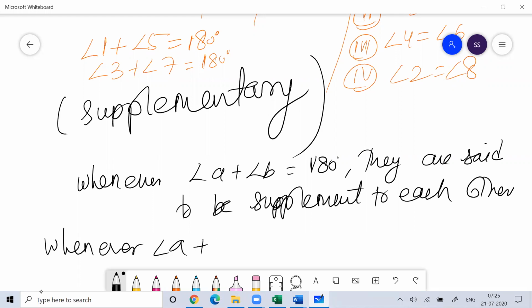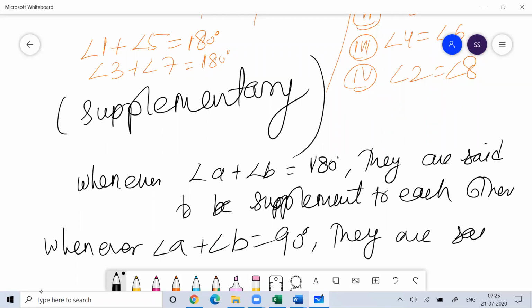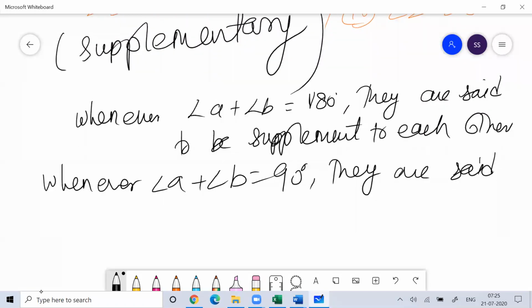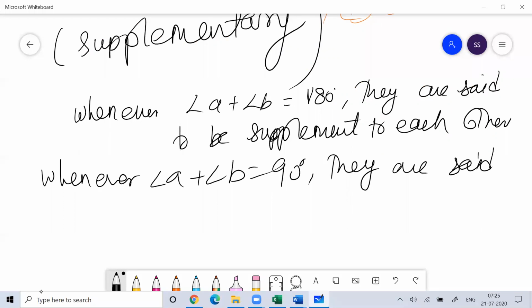While if angle A plus angle B is equal to 90 degrees, then they are called complementary angles. So if their sum is 90 degrees, it is called complementary. They are said to be complements of each other.